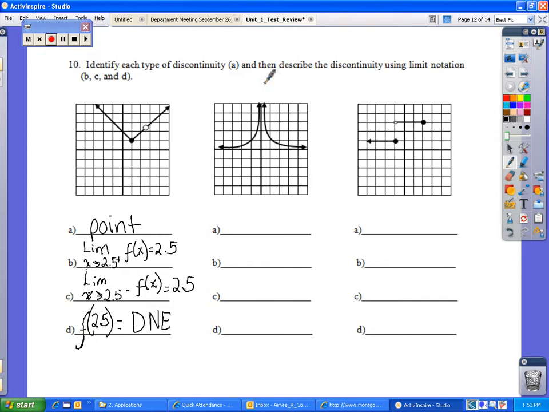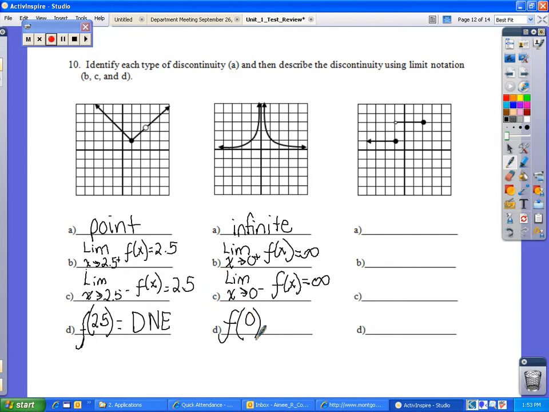Now, the discontinuity here is at 0, and it is infinite. So you want to do the limit as x approaches the point of discontinuity, which is 0, from the right. The function approaching from the right is going to positive infinity. Same from the left. So the limit as x approaches 0 from the left, the function is going to, again, positive infinity. The actual value at 0, again, does not exist.